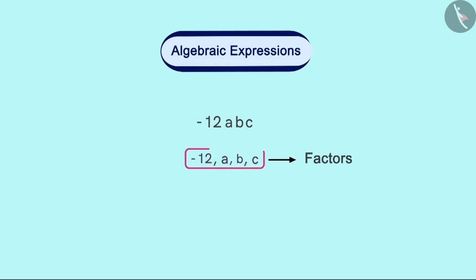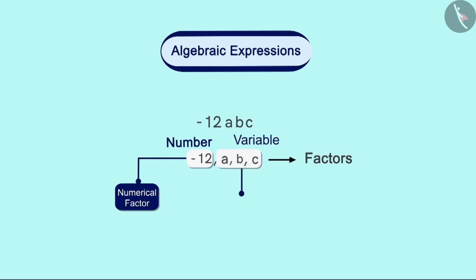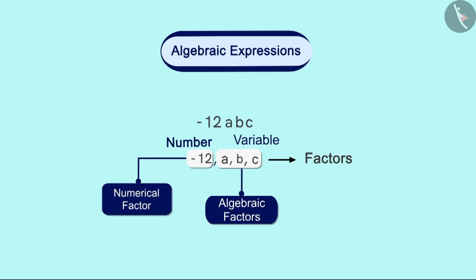Now let's look at these four factors. The first factor, minus 12, is a number, so we call it a numeric factor. And the remaining three factors, a, b, c, are variables, and we call them algebraic factors. Numeric factor is known by yet another name. Numeric factors are commonly known as coefficients. So, minus 12 is the coefficient of this term.